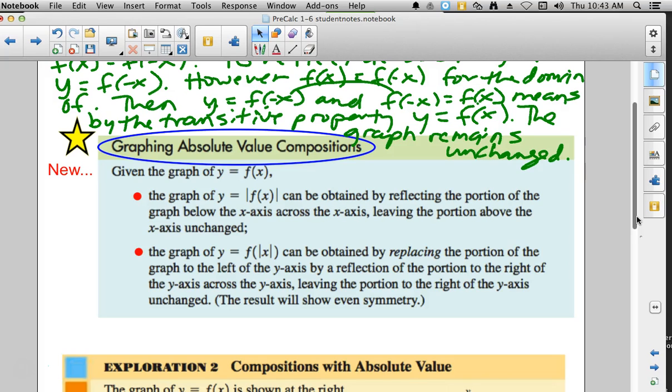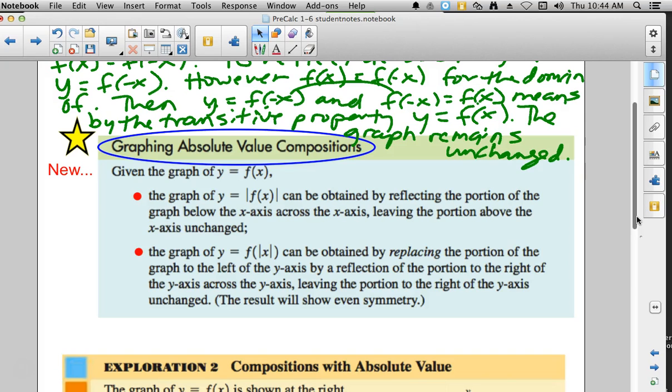What it does, very cool, it's obtained by reflecting the portion of the graph that's below the x-axis across the x-axis. And that leaves the portion above the x-axis unchanged. So here's what they're saying. If you have a parabola that swings down below the x-axis, anything that's below the x-axis, just kind of flip it up like a switch. And you have your graph of the absolute value of that function.